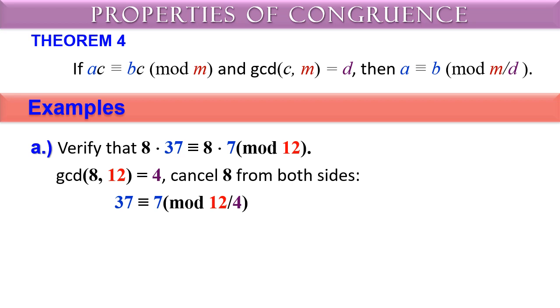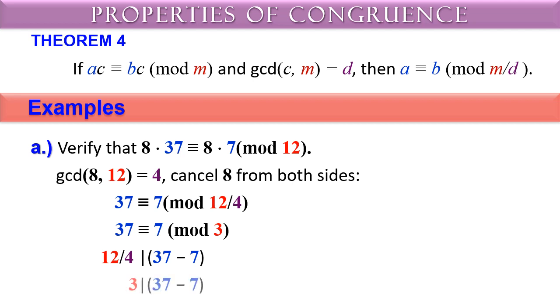Thus, we have 37 is congruent to 7 modulo 12 divided by 4. Simplifying it further, we have 37 is congruent to 7 modulo 3, which is true since 12 divided by 4 divides 37 minus 7. Simplifying it, we have 3 divides 37 minus 7.